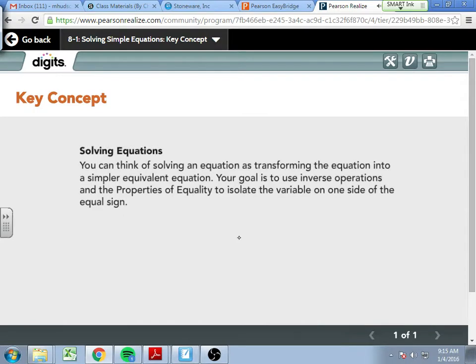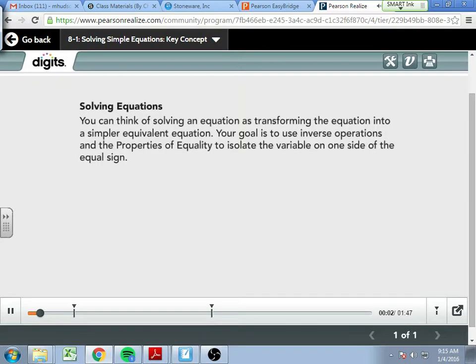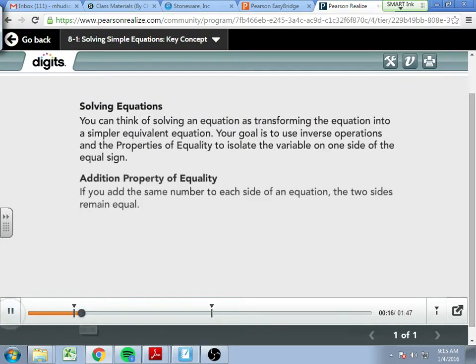So, you can think of solving each different equation type as transforming the equation into a simpler equivalent equation. One property of equality that you can use to solve equations is the addition subtraction property of equality. If we have addition or subtraction happening, this property states that if you add the same number to each side of an equation, the two sides remain equal. Addition and subtraction are essentially the same thing. They just do the opposite operation.